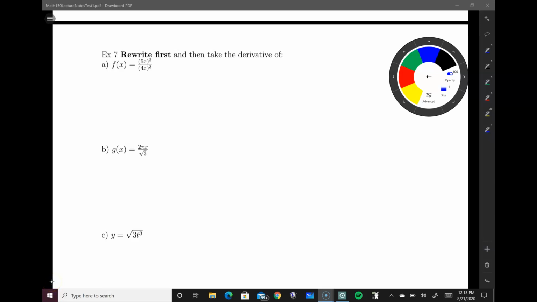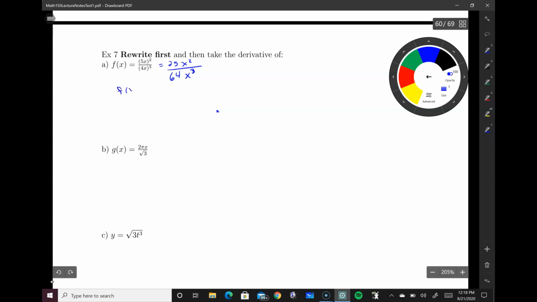All right, so it is really important that you fix your functions algebraically so that you're ready to use the power rule. I cannot take the power rule the way these are written. So let's just play with this. I can see that this is 25x squared over 64x cubed, because you're cubing everything in the denominator and squaring everything in the numerator.